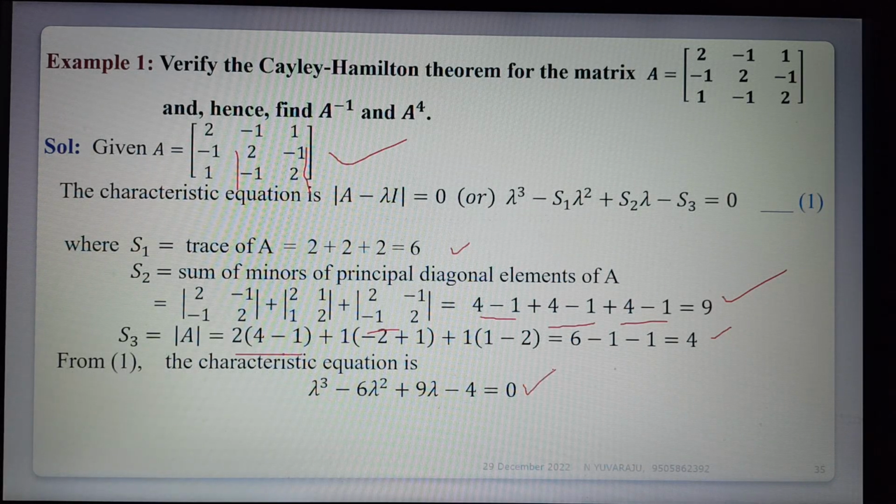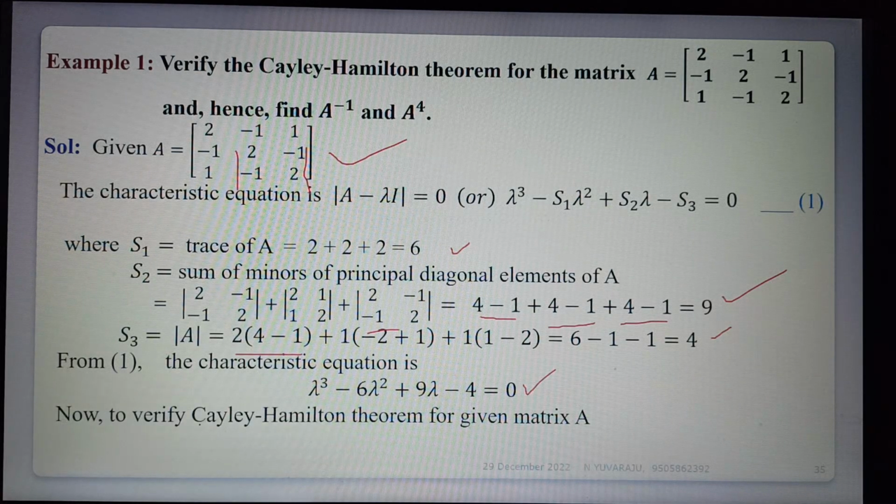Now verifying the given matrix with the Cayley-Hamilton theorem. It is enough to show that A satisfies this equation, replacing lambda with A. To verify the Cayley-Hamilton theorem for the given matrix A, we have to show that A cube minus 6 A square plus 9A minus 4I, where I is the unit matrix, is equal to the 0 matrix. This is the proof. Okay?